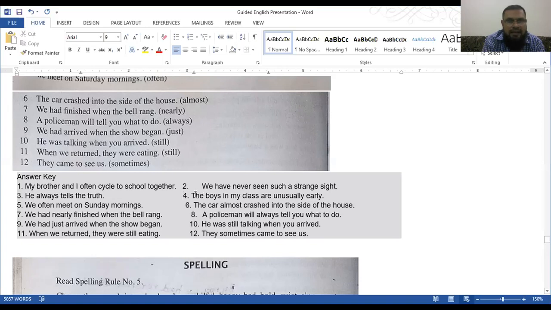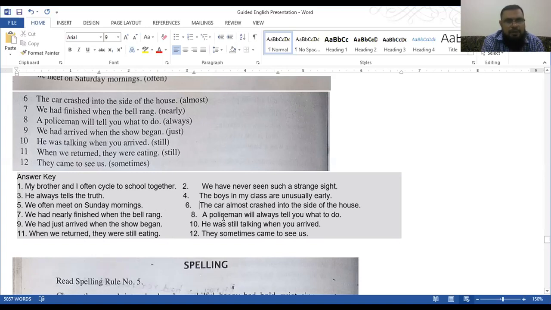Number 4. The boys in my class are usually early. Number 5. We often meet on Sunday mornings. Full stop. Number 6. The car almost crashed into the side of the house. Number 7. We had nearly finished when the bell rang.